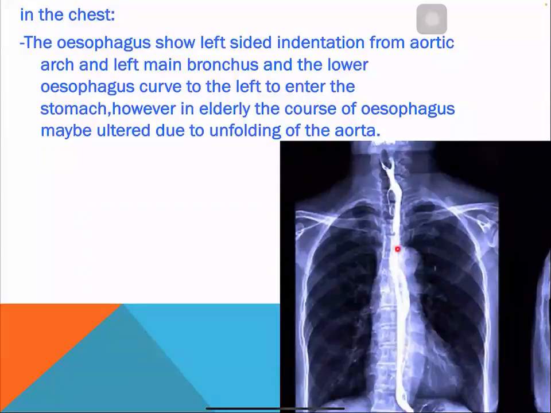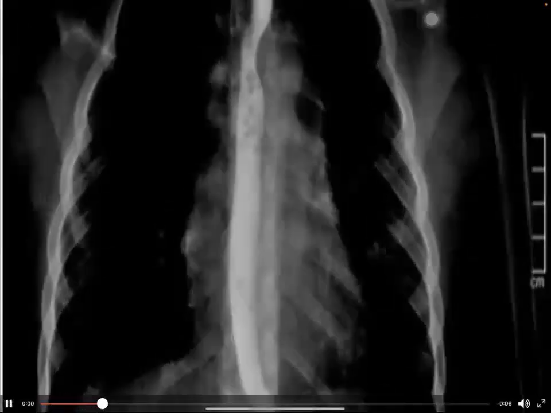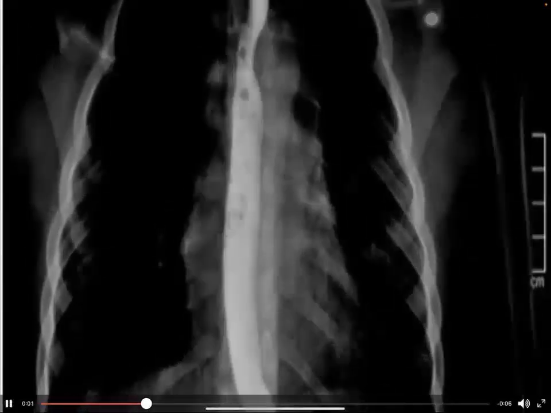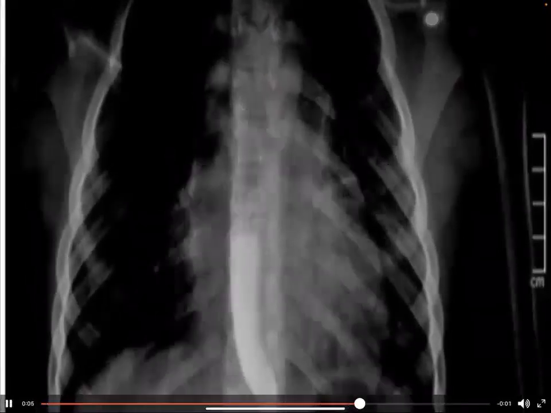This is a frontal view in the chest. As we see here, this is the impression in the left wall of the esophagus caused by the arch of the aorta and left main bronchus. Then it moves to the left side and forward before entering the abdominal cavity. This is another view, showing the aortic arch and left main bronchus.